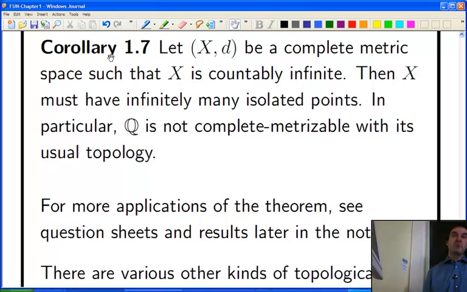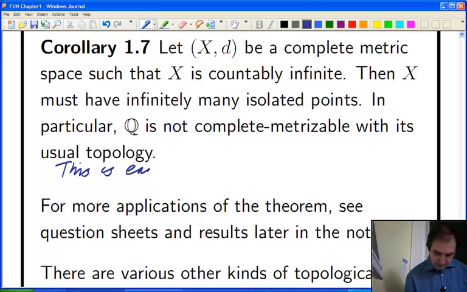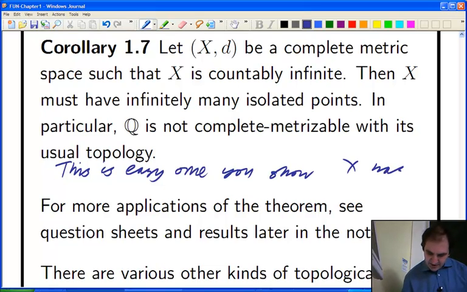But the main point about corollary 1.7 is that you can show there's at least one isolated point, in which case you could apply that to some of the other situations as well. Once you've shown there's at least one isolated point, the rest comes from an easy induction. So I'll just finish off by saying this is easy once you show X has at least one isolated point.